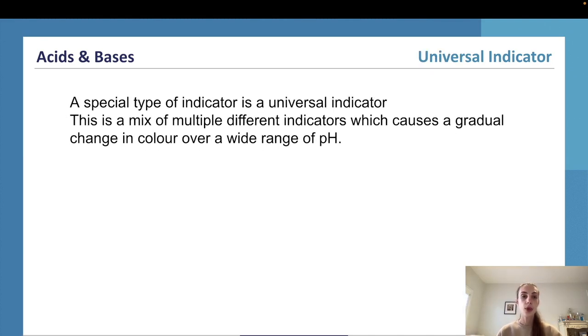So a really important one we want to know about is the universal indicator. The universal indicator is a special type of indicator which is a mix of multiple different types of indicators to then cause a gradual change in color over a very wide range of pH. So this means that for almost every pH, we can map it out in accordance with color. And so we can compare the color which is formed using the universal indicator to determine what the pH of the given solution is.